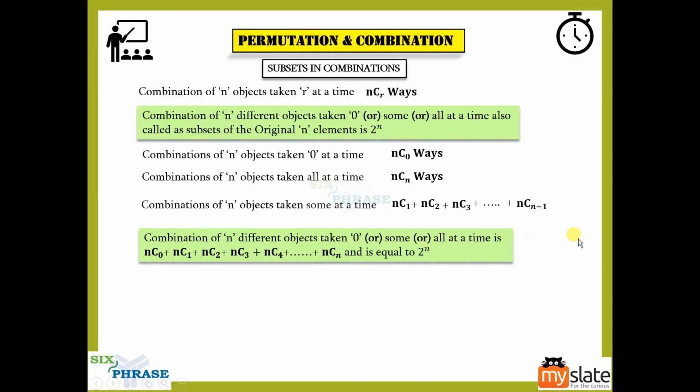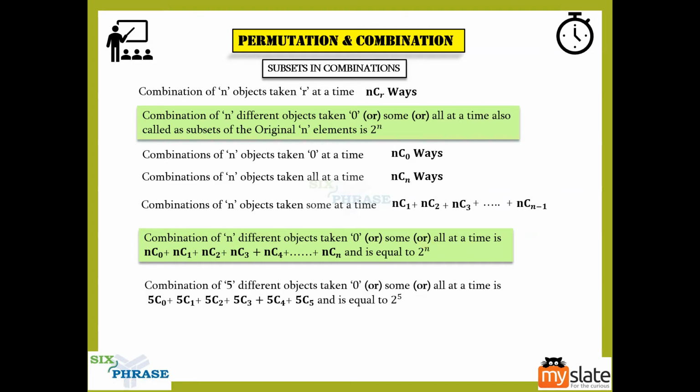Okay. So we look at how we use this in a problem. So you know combination of 5 different objects taken 0 or some or all at a time is 5C0, 5C1, 5C2, 5C3, 5C4, 5C5 and is equal to 2 power 5, right? So how do we say that? You add all these values, find out all these values, you'll get 32. Now what is 32? 32 is 2 power 5. So you don't need to find all these values, just take the value of n and 2 power n will give you the answer. Okay.